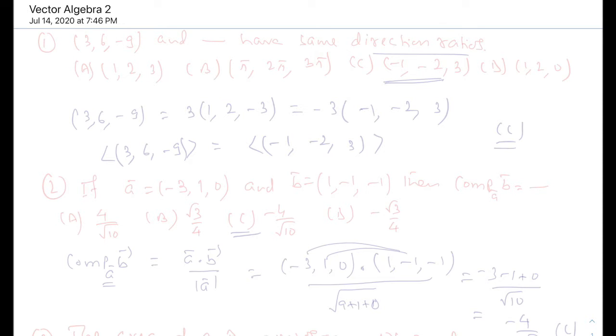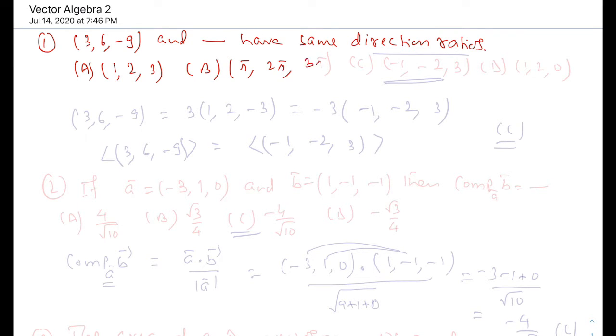Hello friends, let us solve some problems. Let us take vector 3, 6, minus 9 and blank have the same direction. Here we have the options as 1, 2, 3, pi, 2 pi, 3 pi, then minus 1, minus 2, 3, and 1, 2, 0.